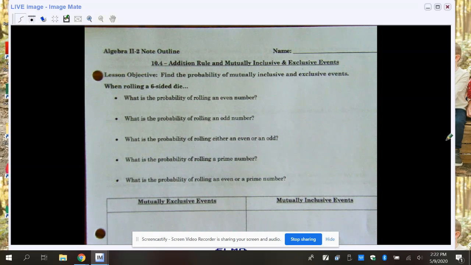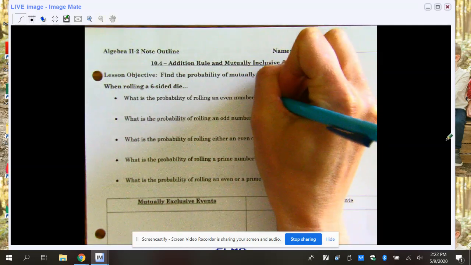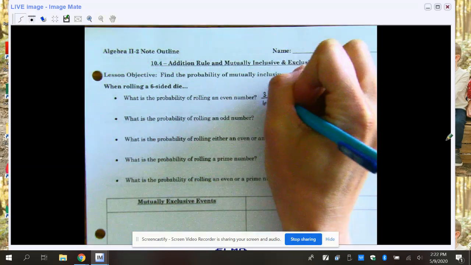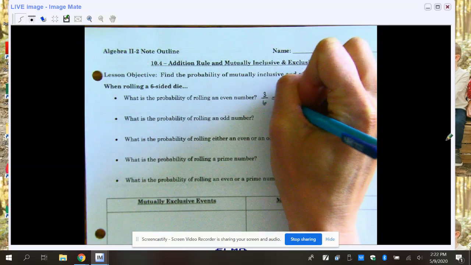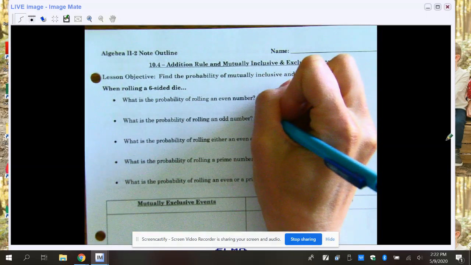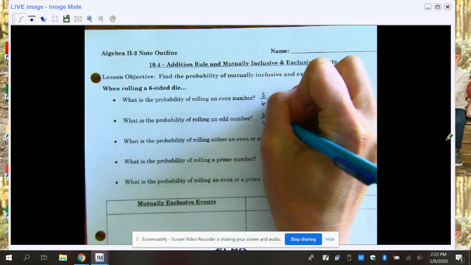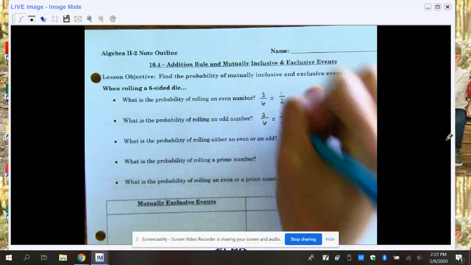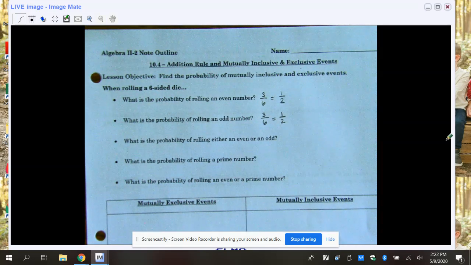All right, so if we look at this first one, it says when rolling a 6-sided die, what's the probability of rolling an even number? Well, there's 3 out of 6 even numbers, so that would be 1/2. So there's a 50% chance you'd roll an even number. What's the probability of rolling an odd number? There's 3 out of 6 odd numbers, so that's also going to be 1/2.